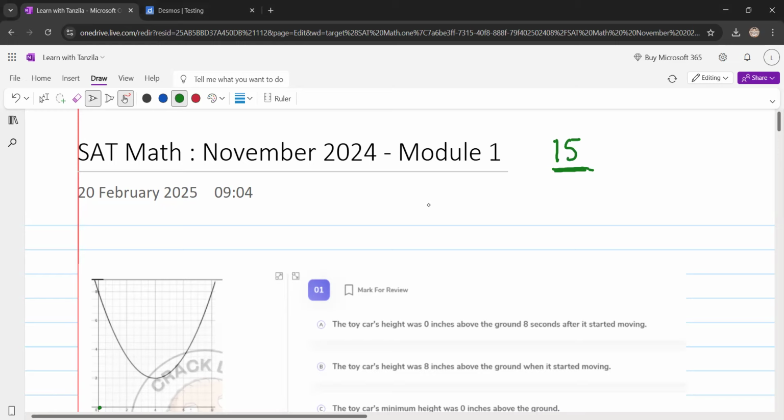Now, I will be discussing both of the easy and harder modules. Don't worry about that. But for now, we'll do this one. And I'll try to keep the solution short.